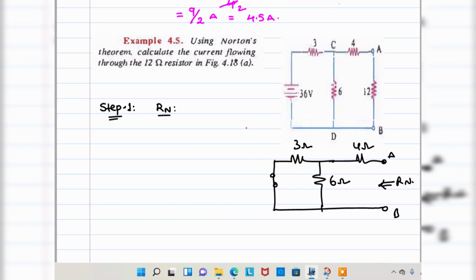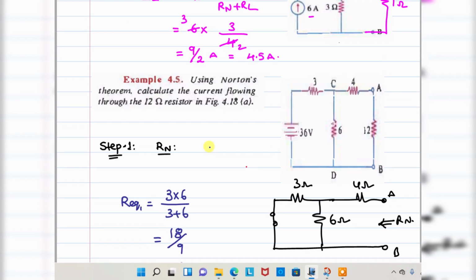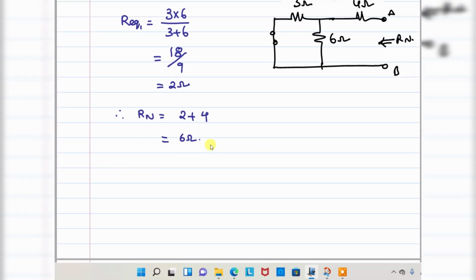Now these two are connected in parallel. So R equivalent 1 is equal to 3 into 6 by 3 plus 6, that is equal to 18 divided by 9. It is 2 ohms. This 2 ohm is in series with 4 ohm. So finally RN is equal to 2 plus 4, that is equivalent to 6 ohms. So I got the RN value in step 1. Next we are moving to the next case.